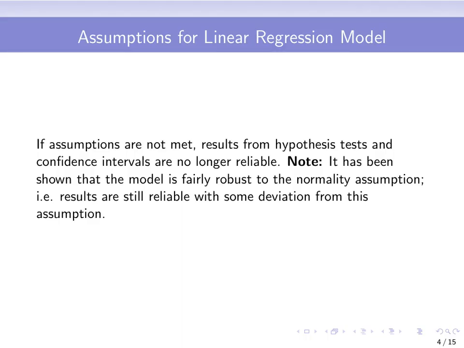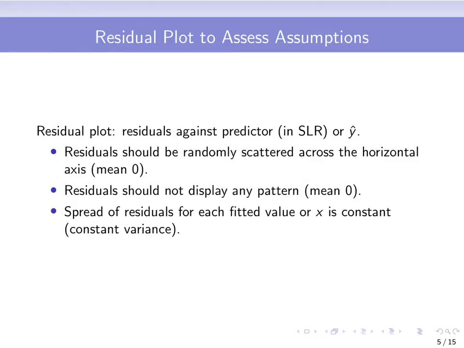Generally speaking, if the assumptions are not met, then your results from your hypothesis tests and confidence intervals are no longer reliable. One thing I'll note though is that it has been shown that the model is fairly robust to the normality assumption, so your results are still reliable even with some deviation from it. The fourth assumption regarding normality is the least important of the bunch. People have published papers and done studies to show that it's not as important as the other three.